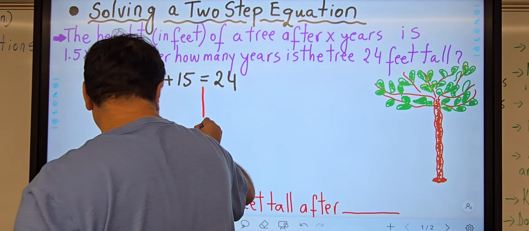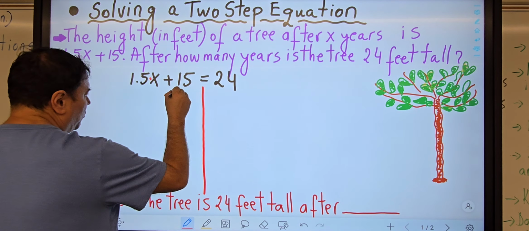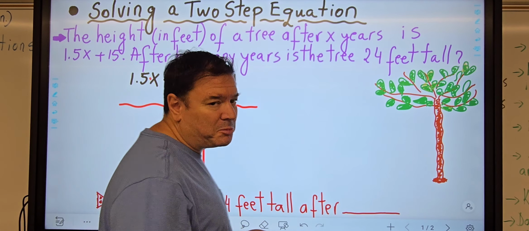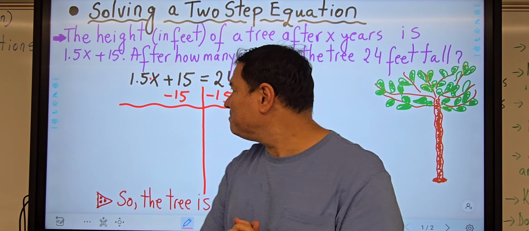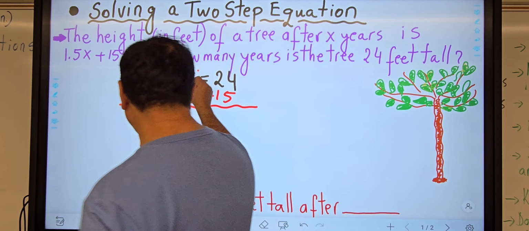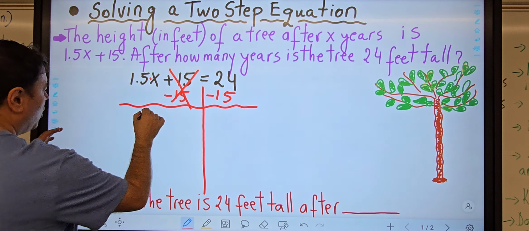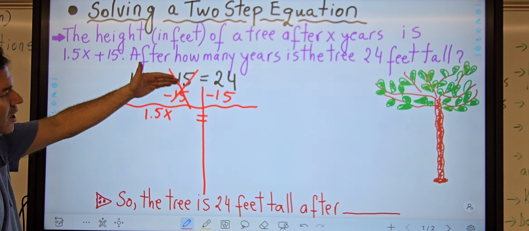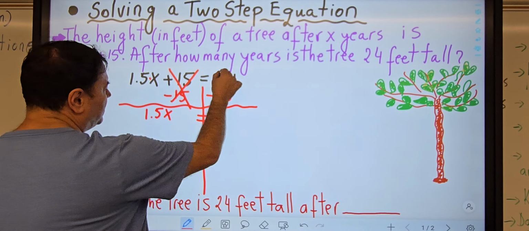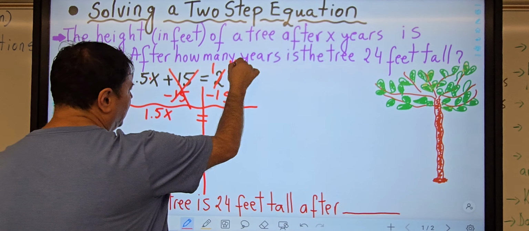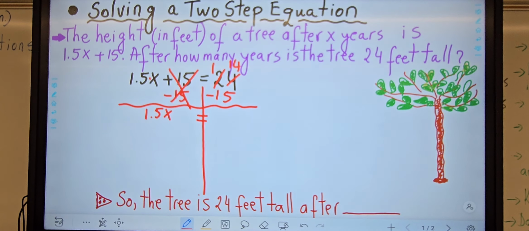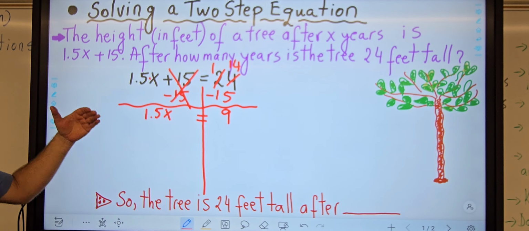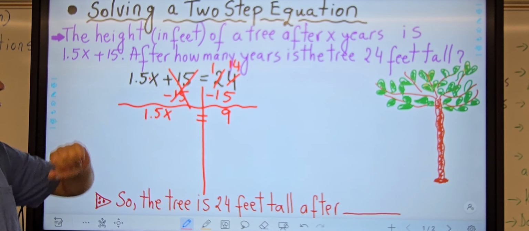So let's subtract 15 on both sides. Whatever we do to one side, we have to do to the other side. We are using the subtraction property of equality. So 15 minus 15 cancels out, and we are left with 1.5x equals 24 minus 15. We borrow from the 2, make the 2 a 1 and the 4 a 14, and 14 minus 5 becomes a 9, because 15 plus 9 becomes 24.